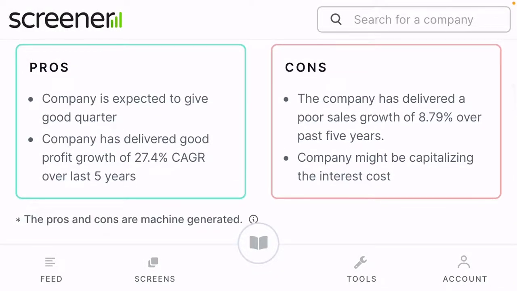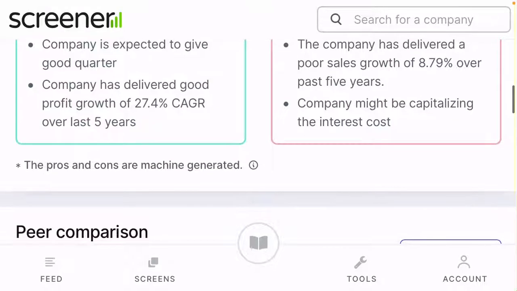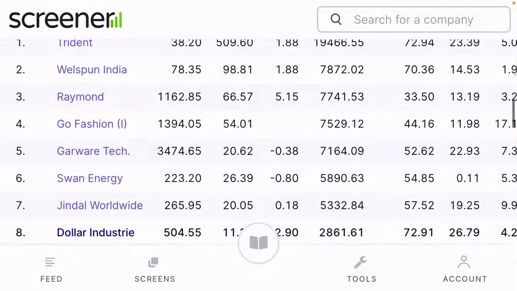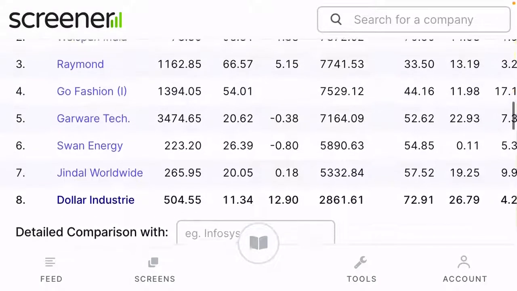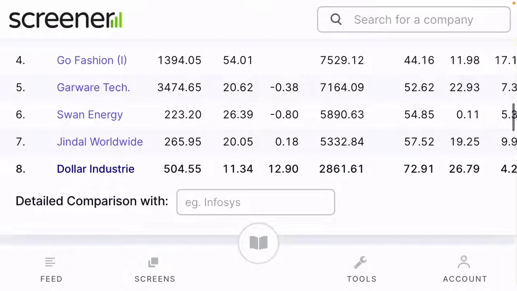What are the pros of this company? The company is expected to give a good quarter. The company has delivered good profit growth of 27.4%. The cons: the company delivered poor sales growth of 8.79% over the last 5 years, and it is capitalizing some interest cost. There are companies with the same kind of business as this one, like Fashion, Raymond, Trident.